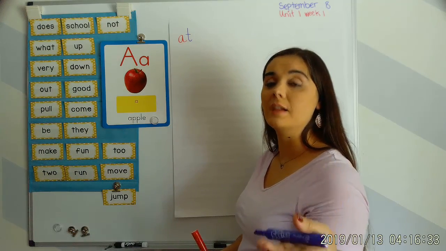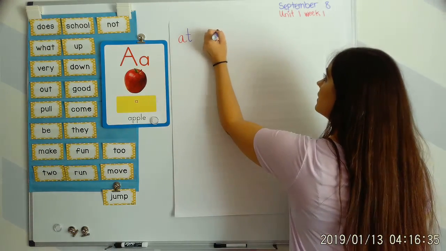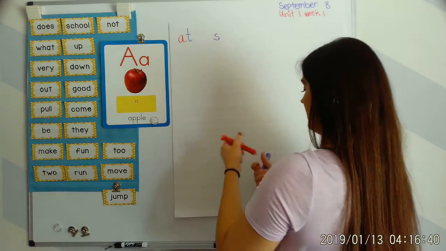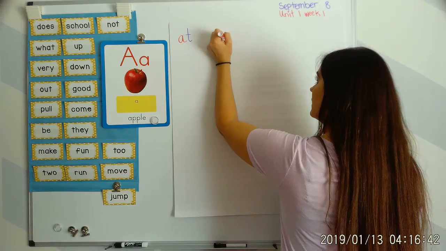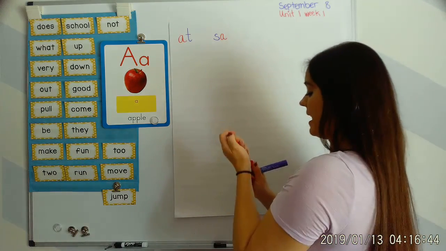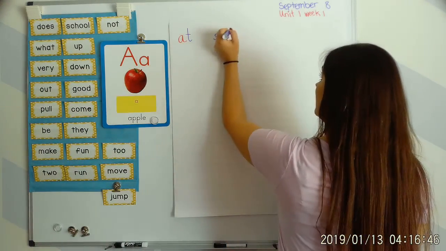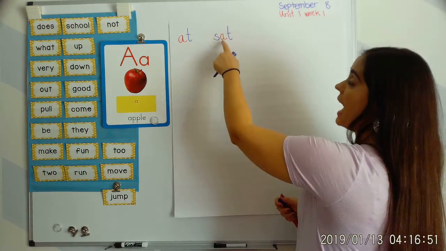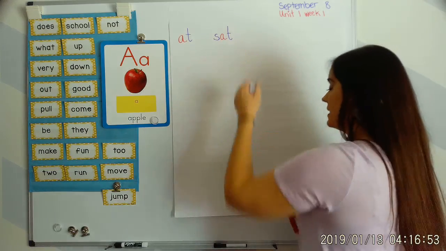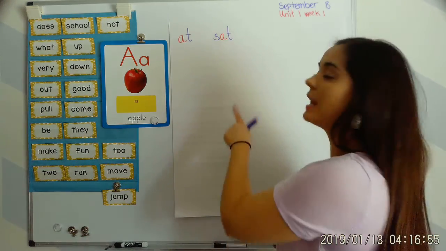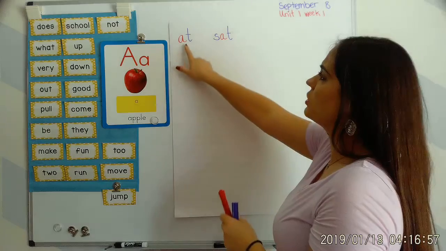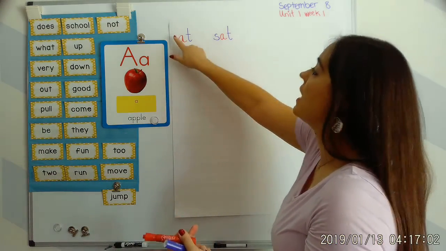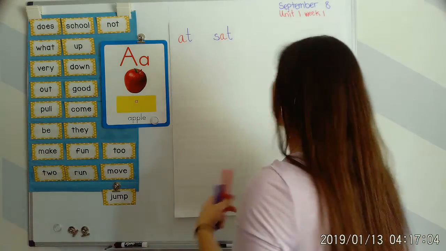Sat. S says s. A says a. And T says t. Sat. Excellent. Make sure you're participating. And if you are writing the words, make sure that when you write the A, maybe you say the a, and then you write the T and you say t. And then you can blend just as you're writing.